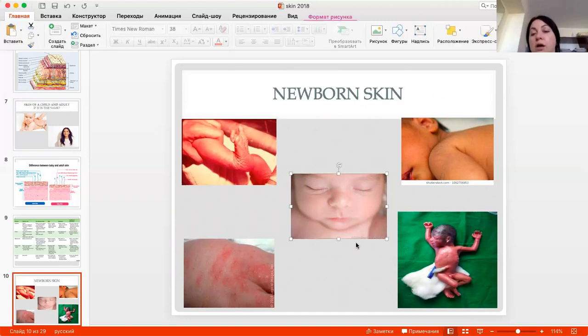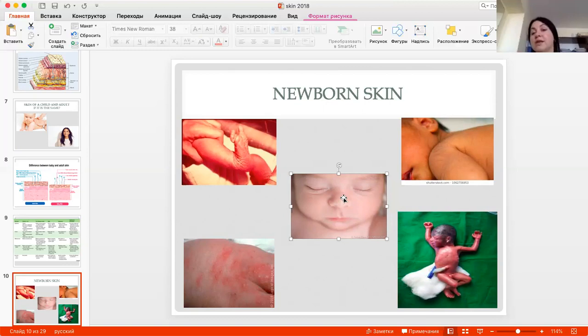Then, the central picture, it is about the milia. On the nose of a child, you can see small whitish button-like rash. It is an absolutely normal irritation of glands of skin associated with sex hormones of the mother going into the blood of the fetus and newborn child during the delivery.